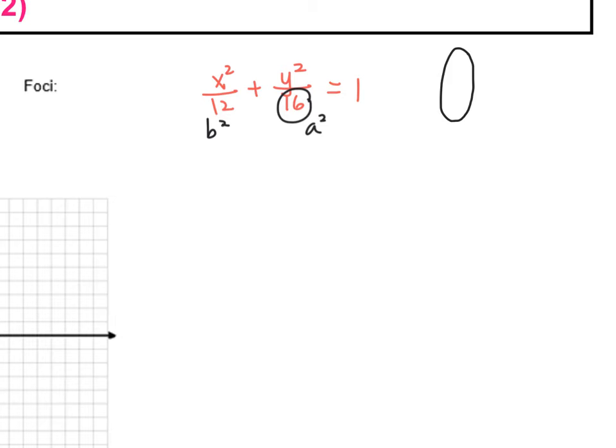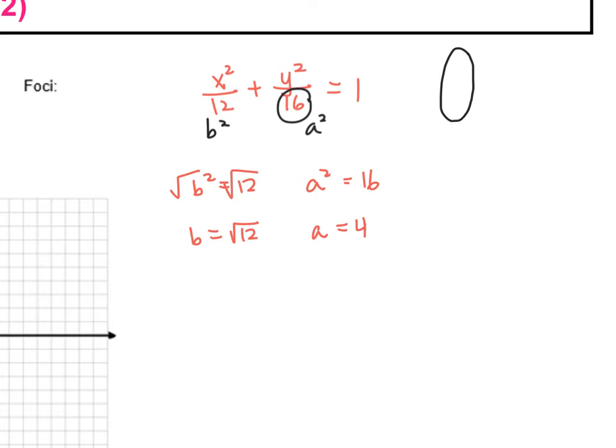Alright, so let's figure out our a and our b value. So we know that b squared is equal to 12 and a squared is equal to 16. Square root both sides, we get b is equal to the square root of 12. Square root both sides over here, and we get a is equal to 4.